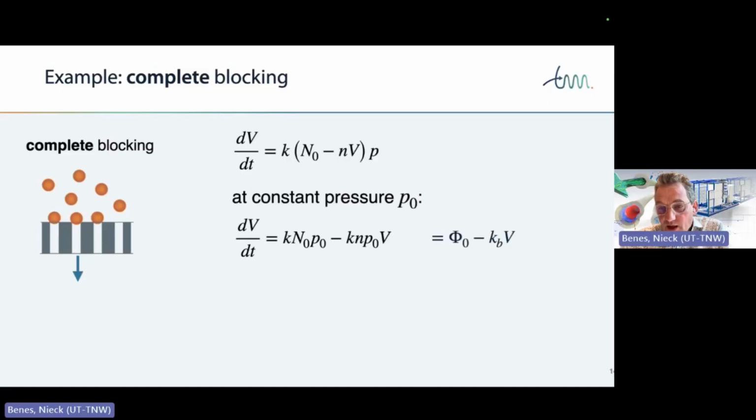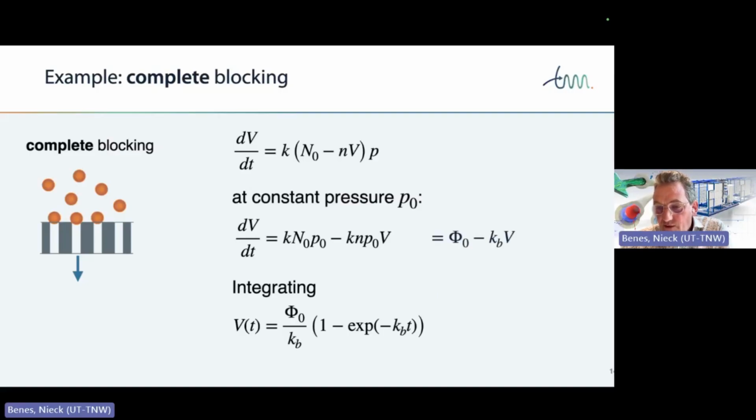From this, we can solve this expression, right? So it's a differential expression. And again, I don't want to go into the details of the mathematics, but if we do this, then the expression that we get is the one that you see here. And what is particular for this one is that we have an exponent in which we have minus KB times the time.